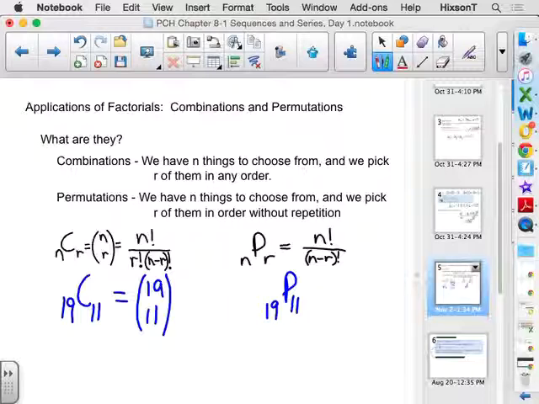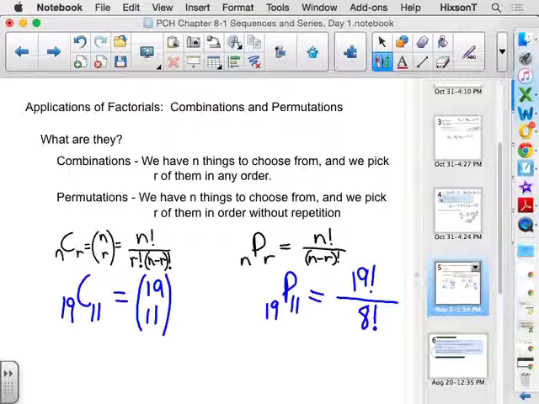Now, let's set them up first, and then I'll ask that question. So notice here, the n is the number that you're choosing out of, and that's always going to go in the numerator in both cases. So we've got 19 factorial. Then, in the denominator, we have n minus r factorial. What's n minus r? 19 minus 11, so that's our 8. So we have 8 factorial.